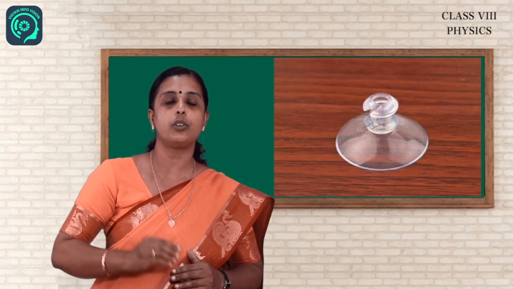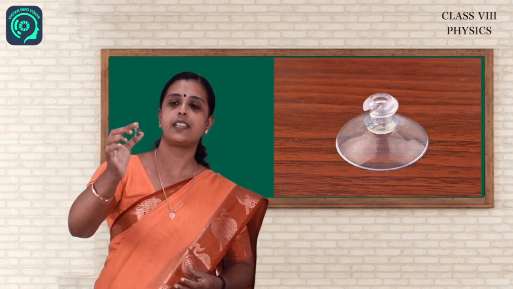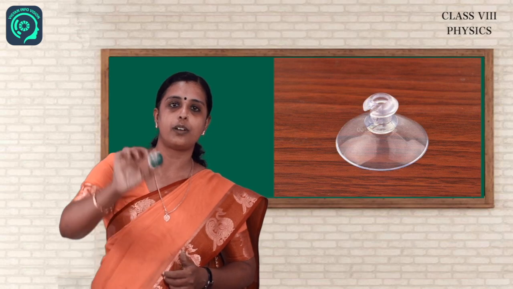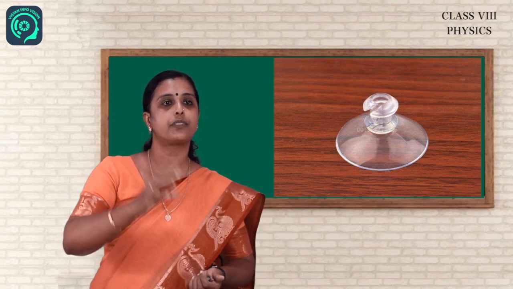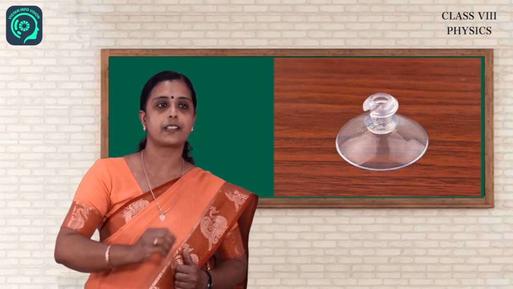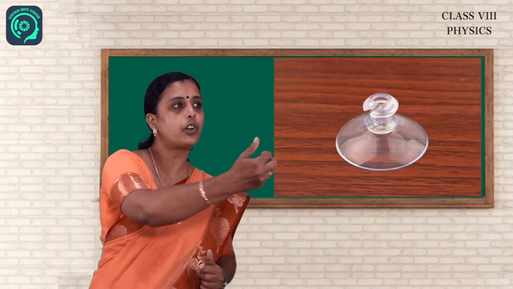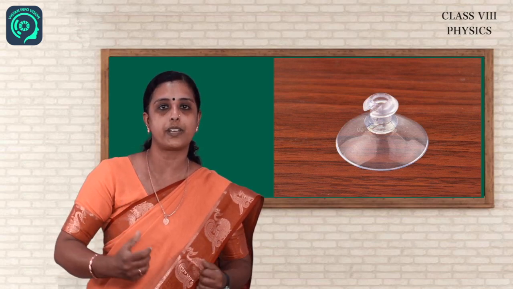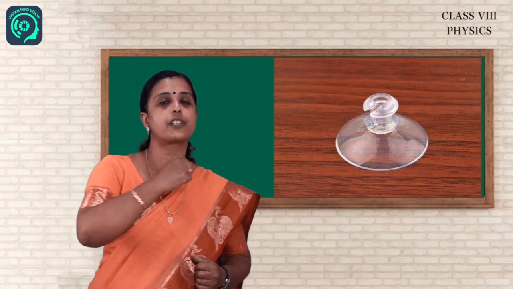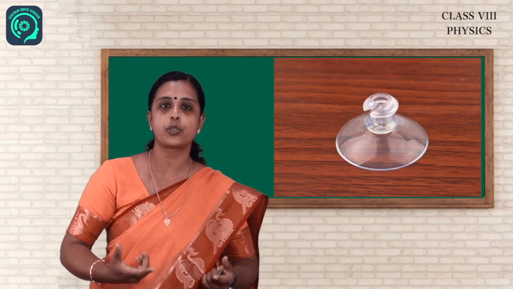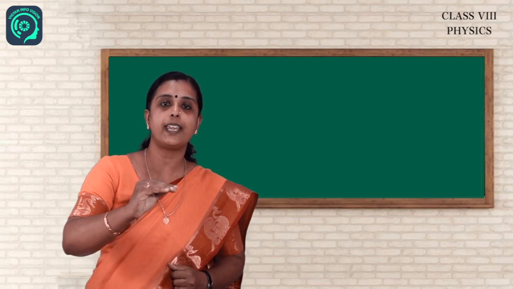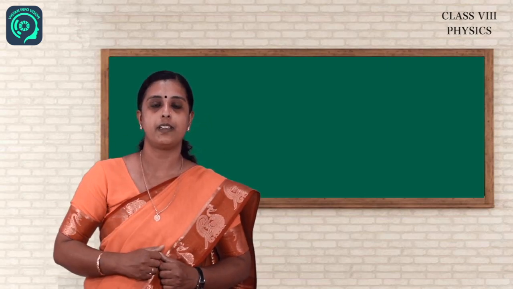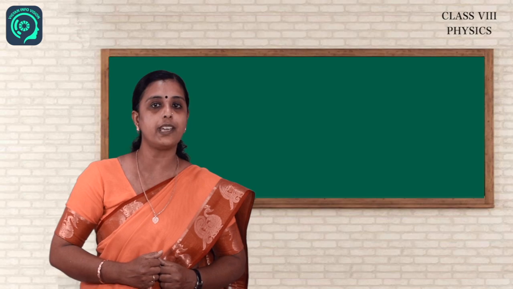You might have seen a rubber sucker, something you fix on the wall. Why is it fixed to the wall? It is fixed to the wall because of the atmospheric pressure. Then you hang things on it. If you want to pull the rubber sucker off, you have to apply a force greater than atmospheric pressure. There should be no layer of air between the sucker and the wall; only then it stays fixed. That much strong is the atmospheric pressure.